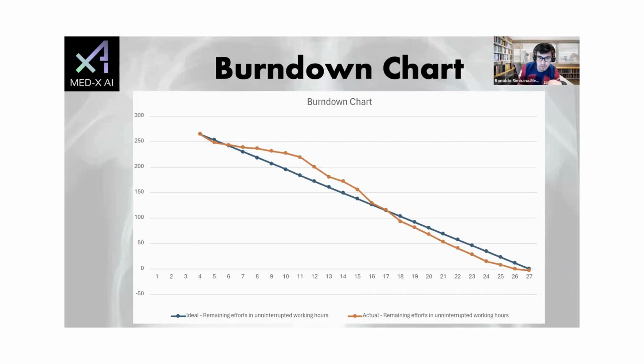As you can see, there are 2 different lines. The blue one means the ideal remaining hours, and the orange one is the actual remaining hours. So we pretty much completed all of the tasks for sprint 2. Next one, please.